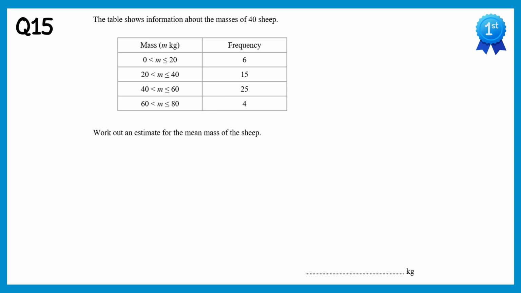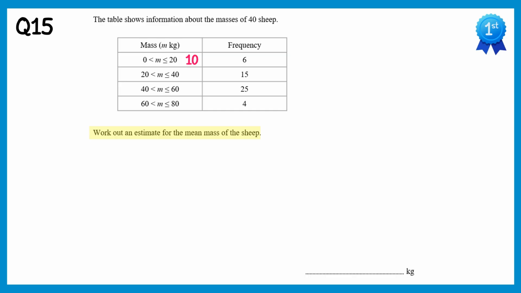In this question, we need to work out an estimate for the mean mass of the sheep. Now, if you look at the table, we're given some information about the masses, but we're not told the exact mass of any of the sheep. We've got this first group here from 0 to 20, and there's a frequency of 6. This means there are 6 sheep in the mass range from 0 to 20. So what we're going to do is take the midpoint of 0 and 20, and just assume that all of those sheep have the same mass at 10.